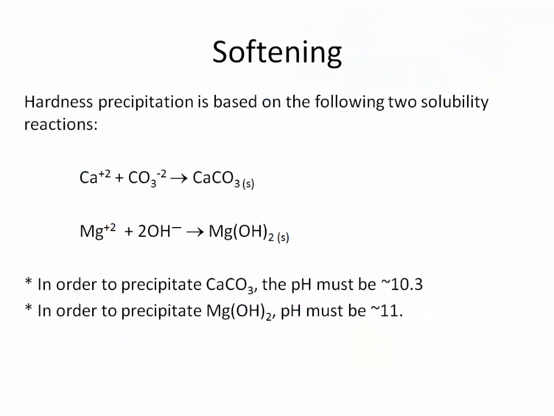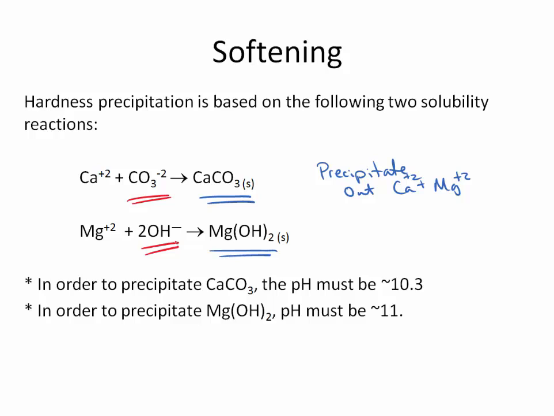Okay, so to remove hardness, we do a process called softening. And the softening reactions are based on precipitation reactions for two solubility reactions. You have calcium carbonate and magnesium hydroxide. And we remove hardness when we precipitate out calcium and magnesium. In order to precipitate out calcium carbonate and magnesium hydroxide, you must have carbonate and hydroxide ions present.